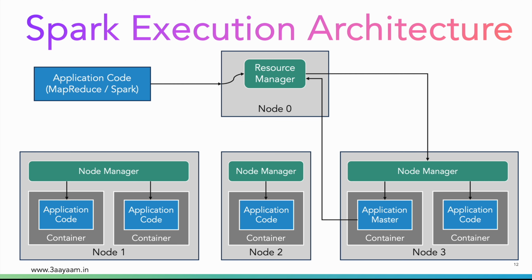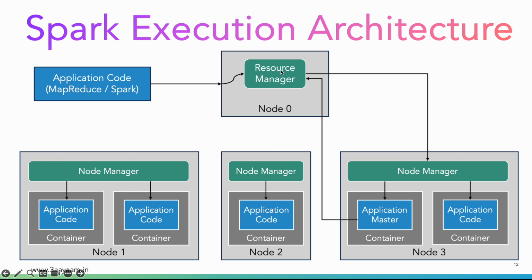And this is a familiar diagram which I had shown you in the big data processing section. We have 4 nodes: node 0, node 1, node 2, node 3. Then there's resource manager and node manager. What happens is that we submit an application code. It can be MapReduce, Spark or Flink. Then the code is submitted to the resource manager.